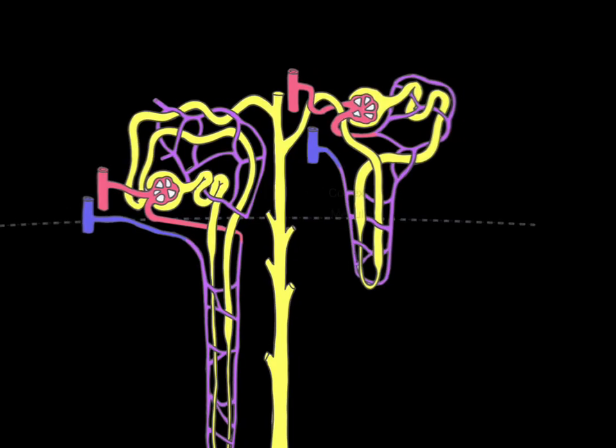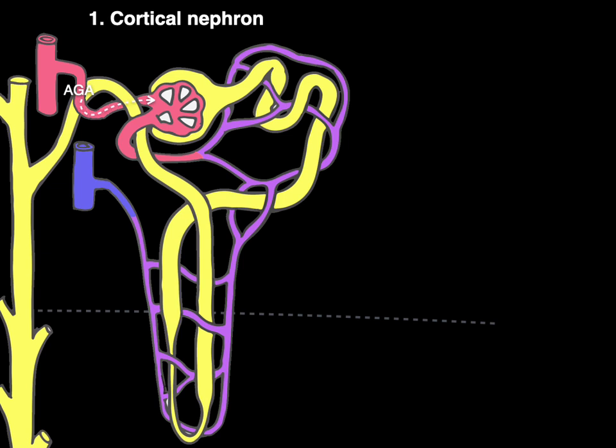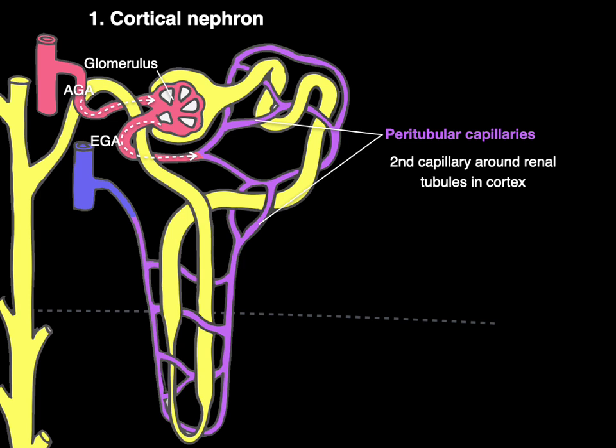Now, one more thing about these two types of nephrons. In these cortical nephrons, you see the afferent arteriole feeds into the glomerulus, and the efferent arteriole comes out, and that efferent arteriole now becomes the peritubular capillaries. The glomerulus is capillary number one. Peritubular capillaries is the second capillary around the renal tubules in the cortex, and this is where the reabsorption of water and solutes occurs.